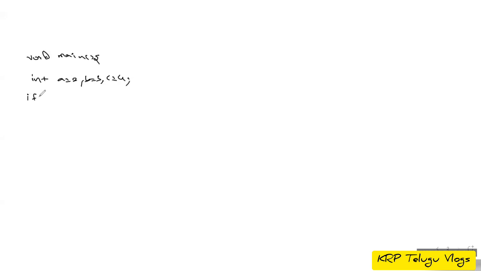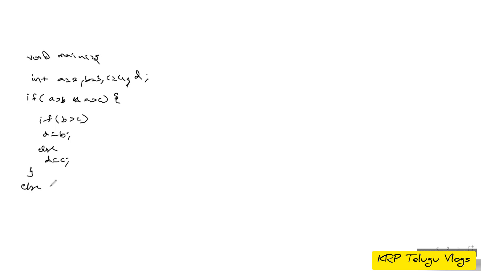First, what we have done: if a greater than b and a greater than c, if this is true, then we are checking which is the second largest. So if b is greater than c, then d is equal to b, else d is equal to c. Is that clear? Yes, sir.